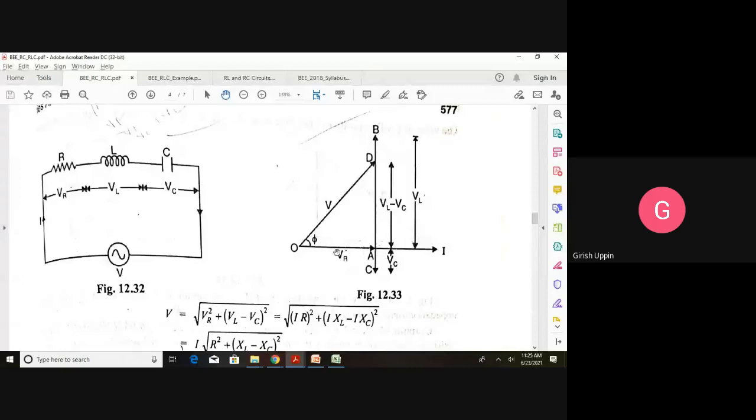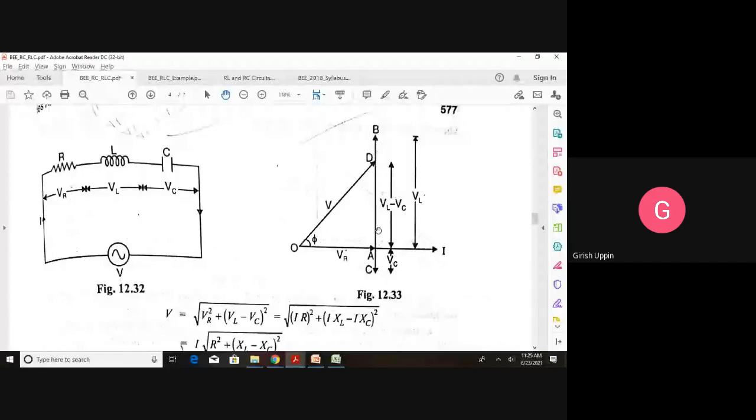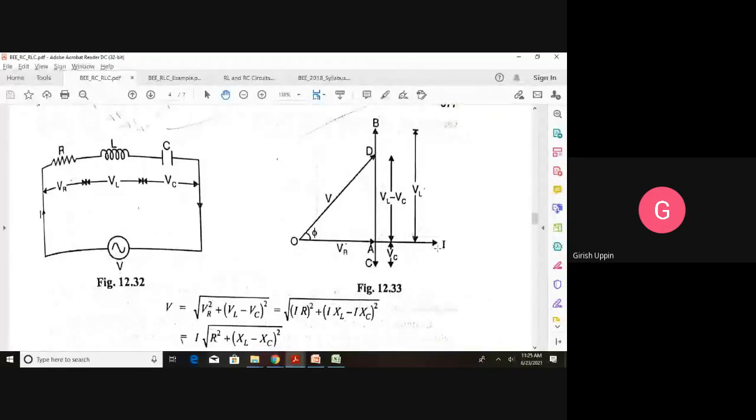In the third scenario, VL and VC are exactly equal. So VL minus VC will come to 0. Then you can see VR is in phase with the current I. So that is how we analyze the RLC circuit.